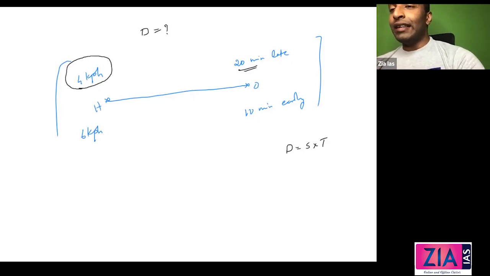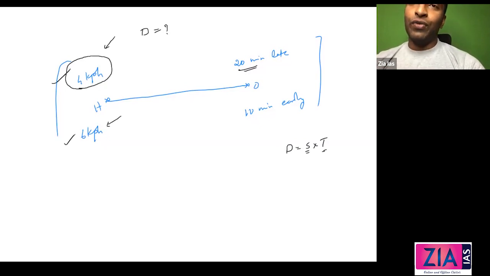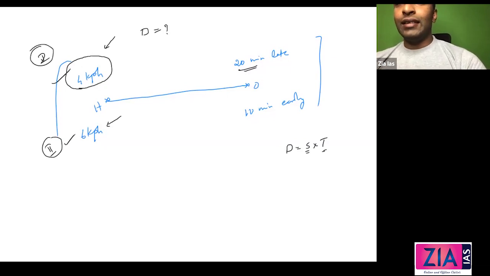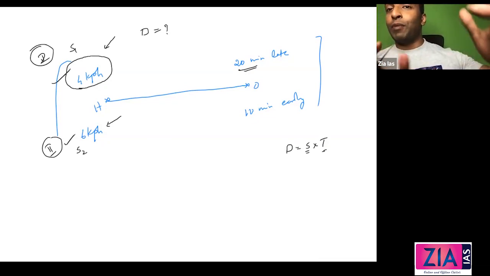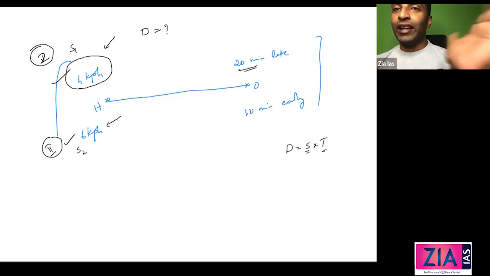Do you know the speed? Yes, I know this speed, and I know this speed. What I need to know is the time. Either I should get the time taken in this case, or the time taken in this case. Let's take it as scenario 1, and this is scenario 2. So I know the speed 1, I know the speed 2. Any of the speeds I can use to get the answer, provided I get the corresponding time. Correct? I hope you are with me now.